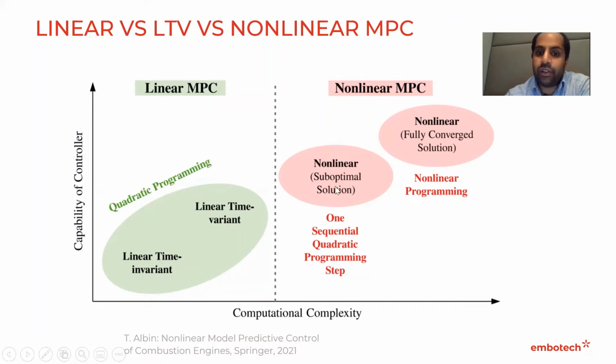And often this nonlinear suboptimal solution can be used if you have reference tracking problems, and for these it is actually quite suitable. The other case is that you have a nonlinear system model and you converge in every iteration step to the fully converged solution. This is often the case in motion planning problems, where the suboptimal solution is not enough, but you really need to converge. Then you have the highest computational complexity, but your controller is also capable of dealing with very complex systems.